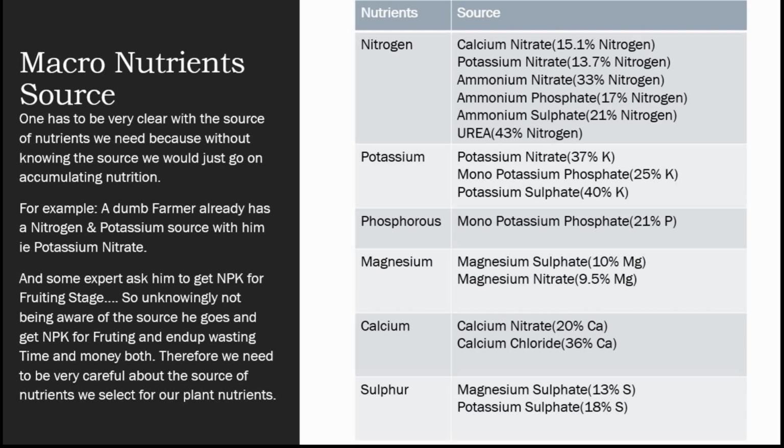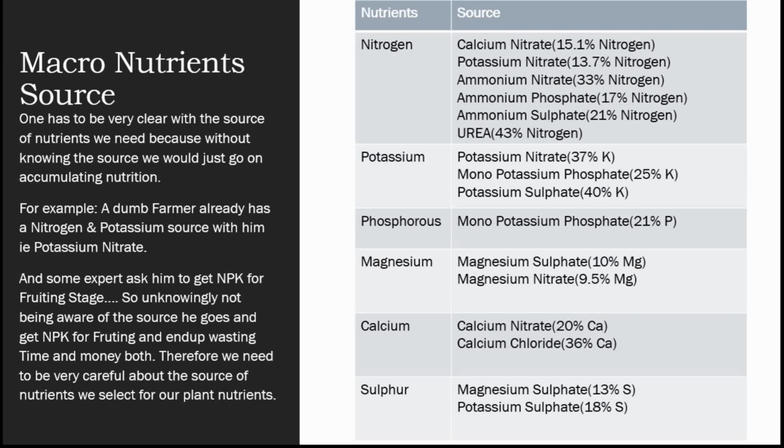First comes nitrogen. Nitrogen sources are calcium nitrate, which has 15.1% nitrogen, potassium nitrate, which has 13.7% nitrogen, ammonium nitrate, which has 33% nitrogen, ammonium phosphate has 17% nitrogen, ammonium sulfate has 21% nitrogen, urea has 43% nitrogen, but we never recommend using urea in our hydroponic system.